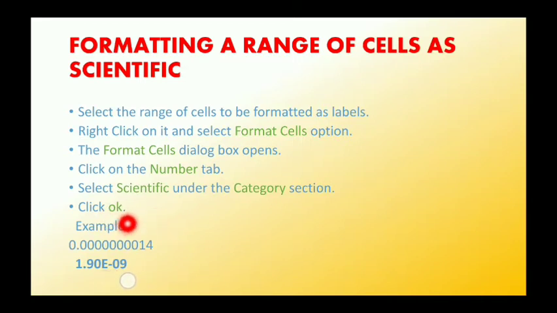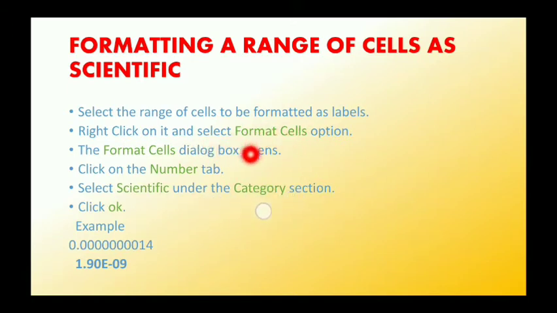If we want to display these kinds of notation or format in the cell, then we can apply formatting to a range of cells as scientific. So these are the steps that will be followed to format this kind of data. First, select the range of cells to be formatted. First of all, we will have to follow the same steps. Now right click and select the format cells option.